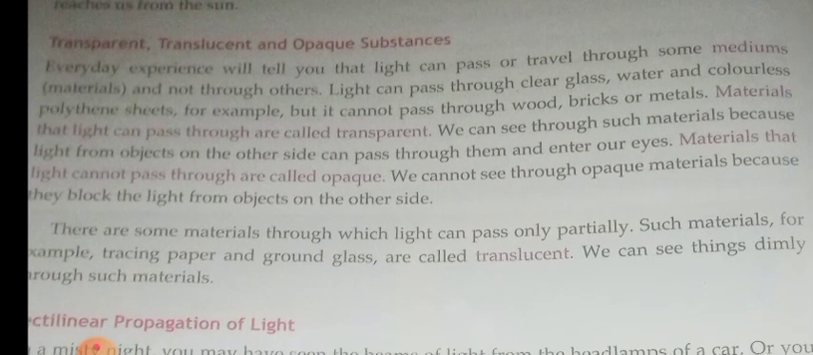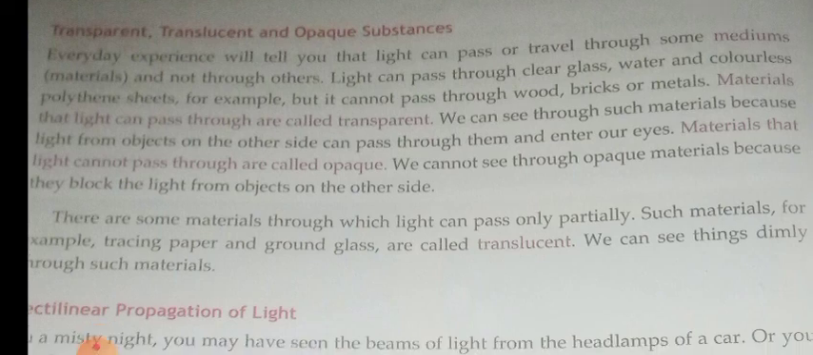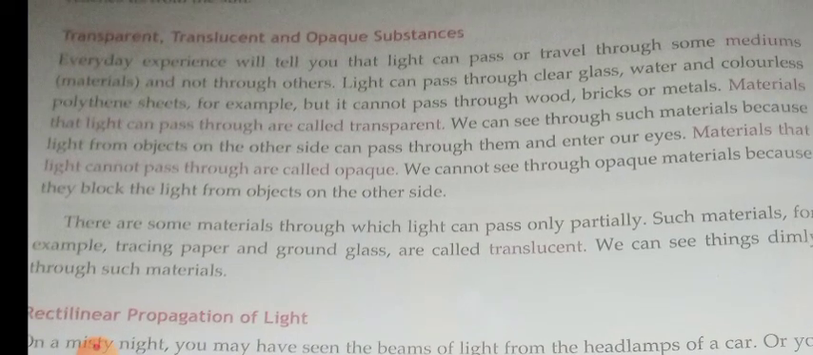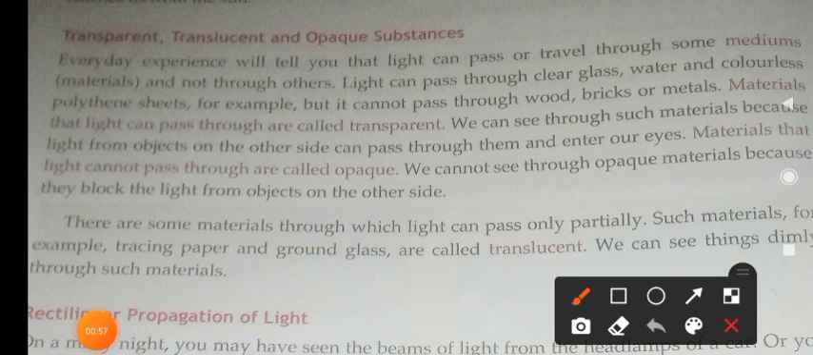And what are transparent, translucent, and opaque substances? Have you heard about these? Light can pass or travel through some mediums. These mediums are classified as transparent, translucent, and opaque substances. Materials that light can pass through are called transparent substances.